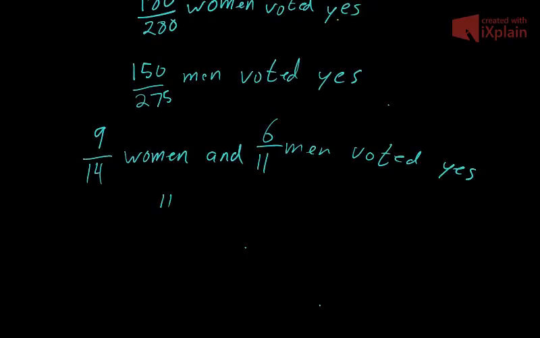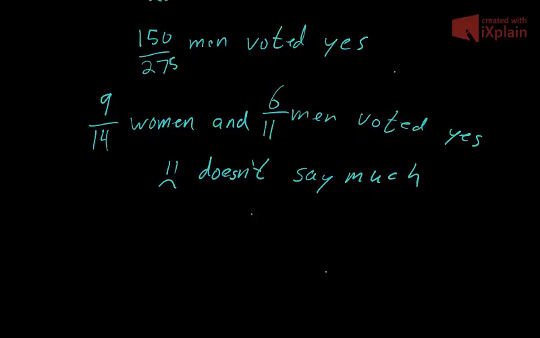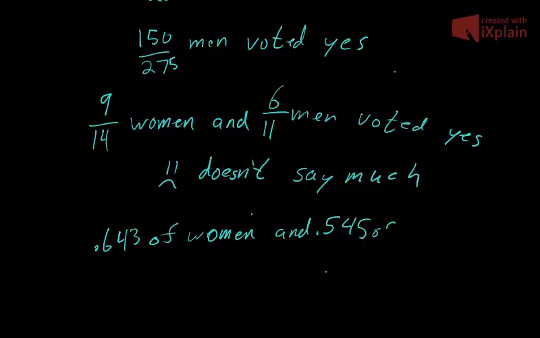So that doesn't tell me much. That makes me sad, which is not fun at all. So if I don't want it like that, I could do it as a decimal, and I would get 0.643 of the women and 0.545 of men, which is something I could do, and we can compare this a little bit and say, well, this number is bigger than that one, so that works out.